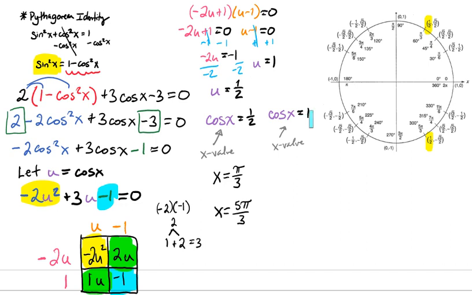Now let's look to see where we have the cosine of x equals 1. So where is the x value of 1? And we see that that only happens here at 2 pi. So we're going to have x equals 2 pi, which happens to also equal 0 as well. So it's really kind of like two answers. So let's list those each separately.